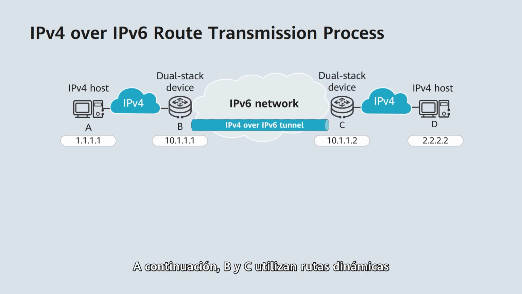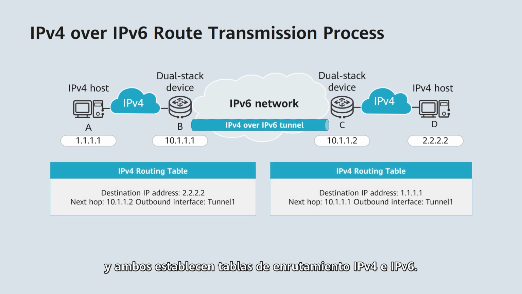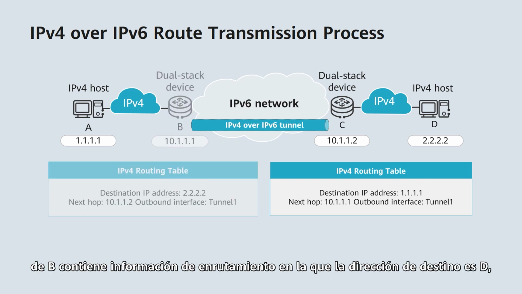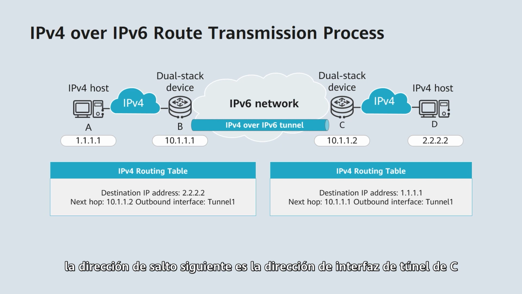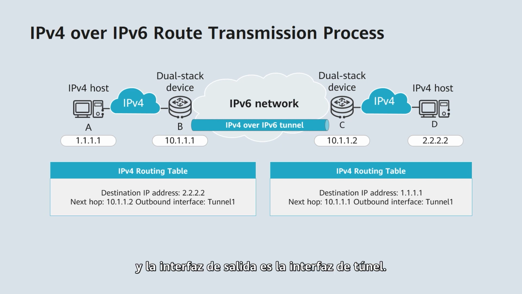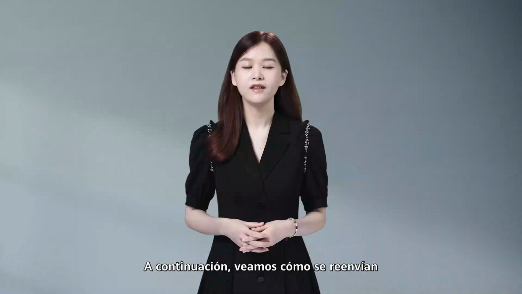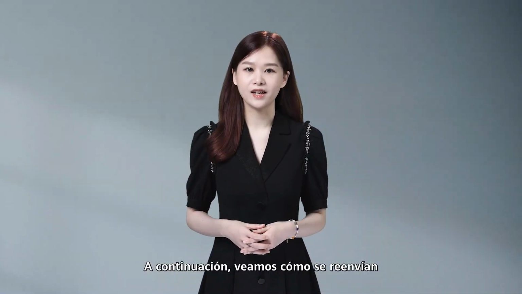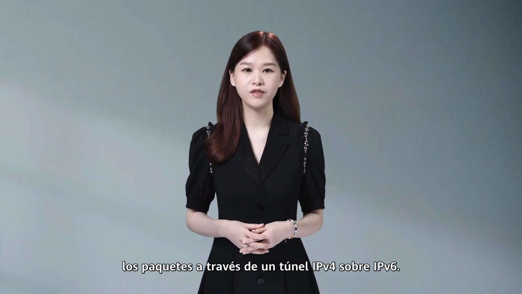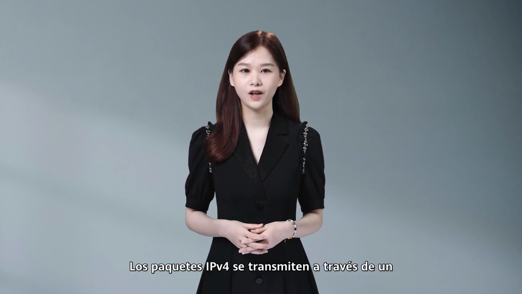B and C then use dynamic routes to advertise routing information and both establish IPv4 and IPv6 routing tables. Taking OSPF as an example, the IPv4 routing table of B contains routing information in which the destination address is D, and the next hop address is the tunnel interface address of C. Next, let's look at how packets are forwarded over an IPv4 over IPv6 tunnel.